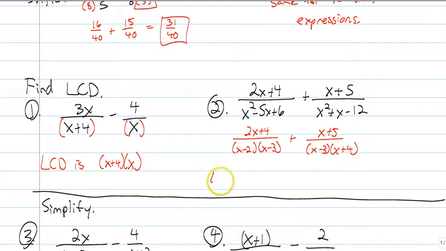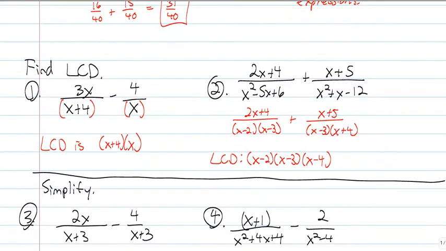So our LCD, things we need for the bottom. Well, there's an x minus 2 term, an x minus 3 term, and an x plus 4 term. So our fraction at the end will have an LCD of x minus 2, x minus 3, and an x plus 4. That's all that we require. You can do more, but it gets sloppy then. Alright, and I should say x plus 4, by the way, because that's what it is.